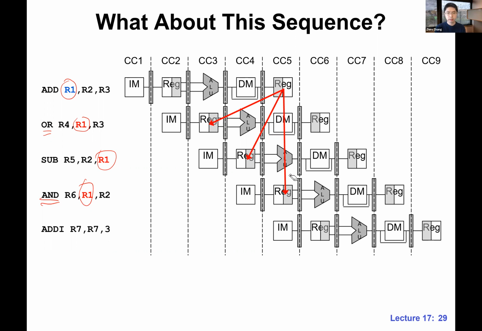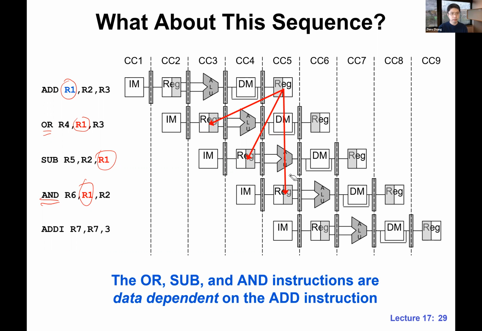Okay, is it clear, guys? I'm going to ask you to do a quiz about this kind of data hazards. This is actually called data hazards because these OR, sub, and and instructions are data dependent on the add instruction. But we are not getting the new value. We're not getting the updated R1. We are getting the old R1.